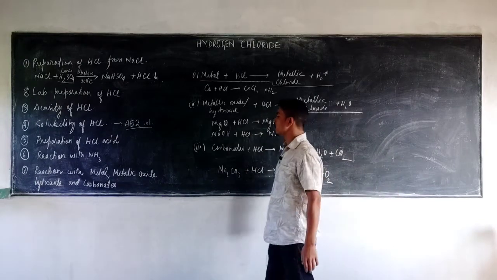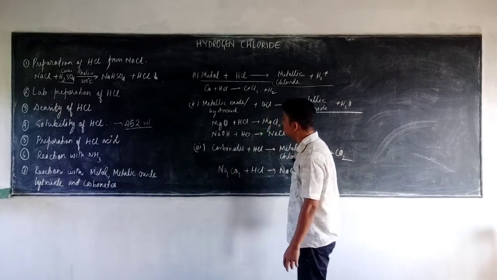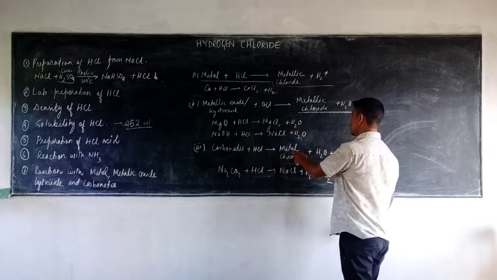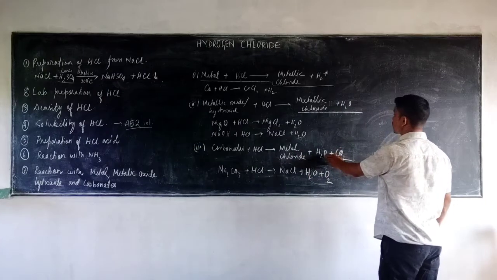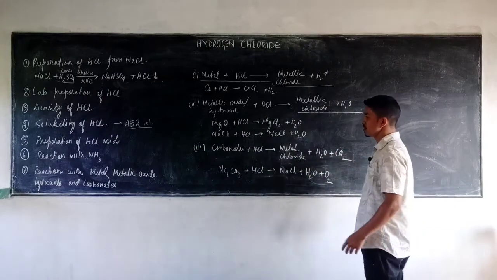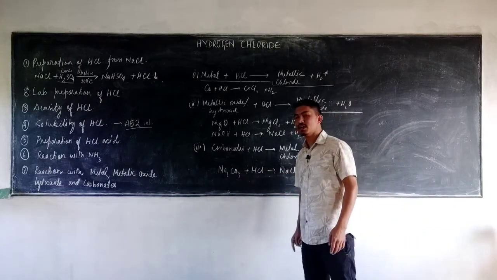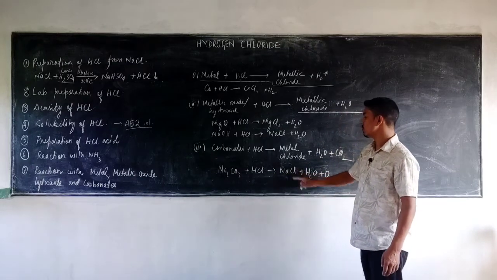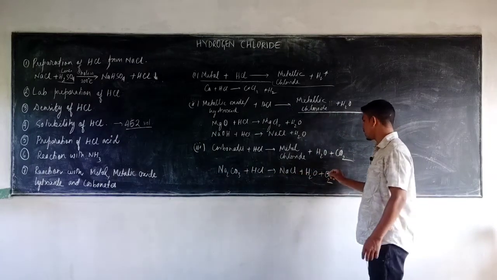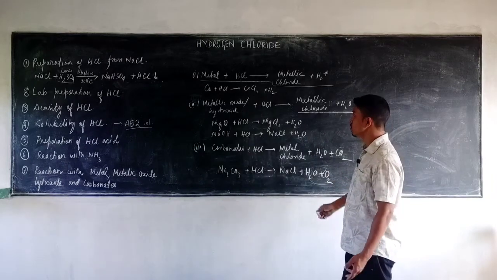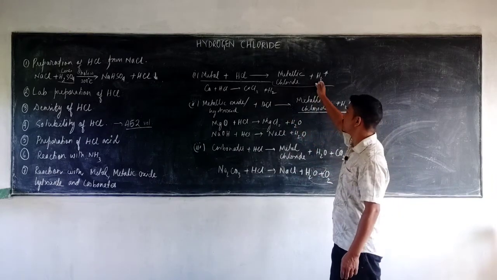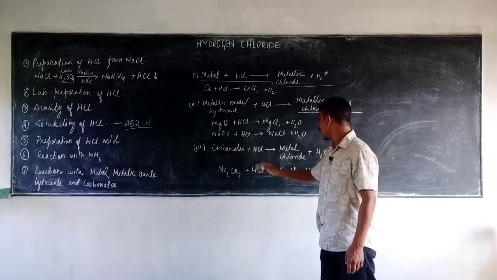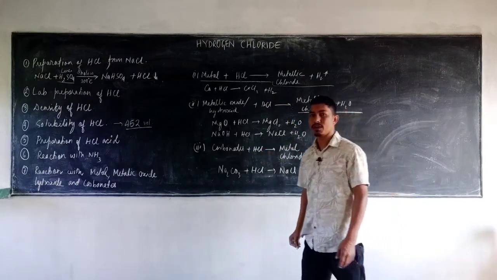Now finally coming to the carbonates: when hydrochloric acid is treated with carbonates, it gives a metal chloride plus water and carbon dioxide gas. So here, sodium carbonate when treated with hydrochloric acid gives sodium chloride, water and finally carbon dioxide gas. So you need to remember: with a metal it gives hydrogen, with a metallic oxide and a hydroxide it gives water, and with a carbonate it gives carbon dioxide.